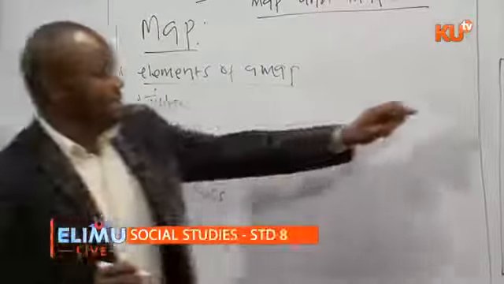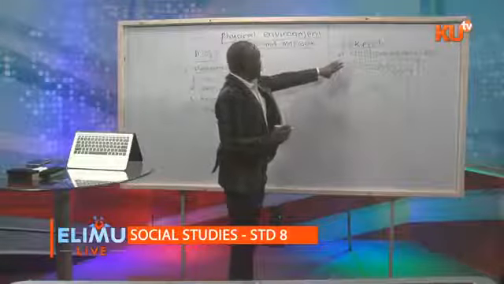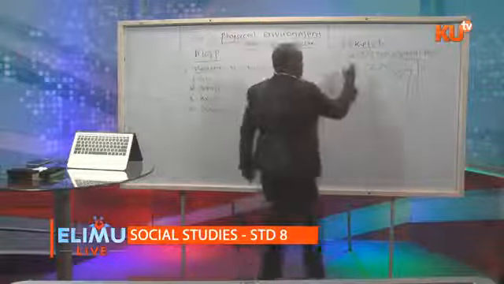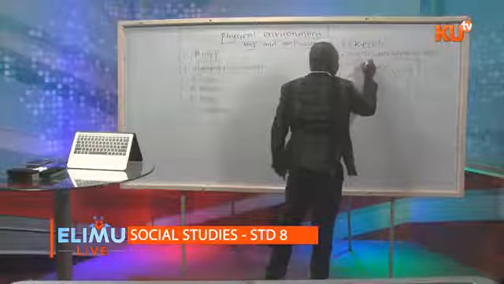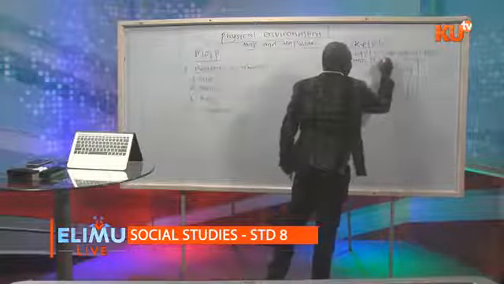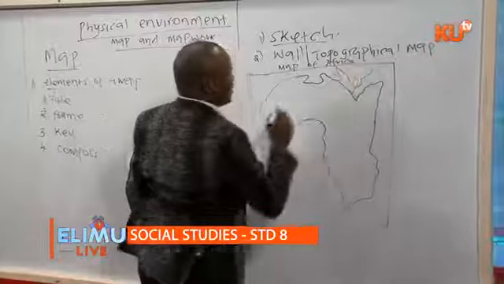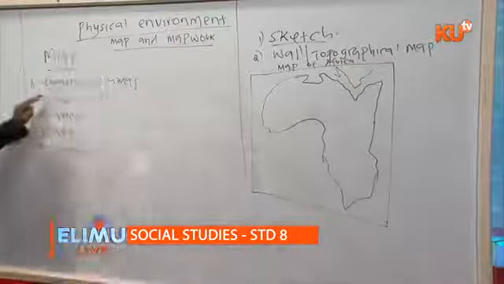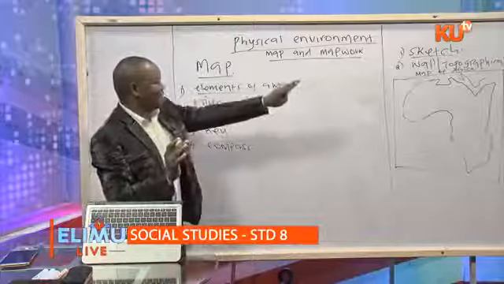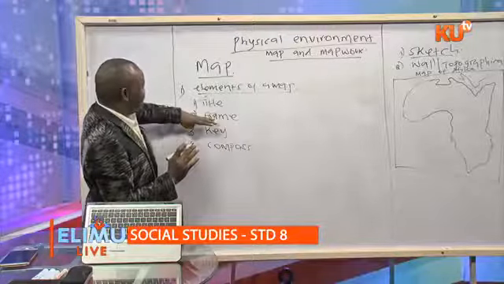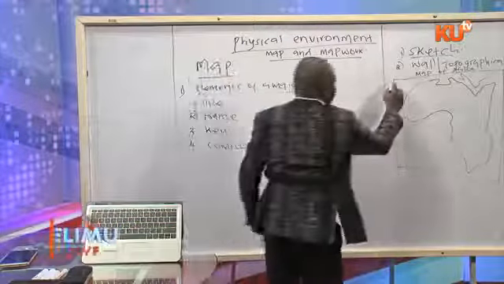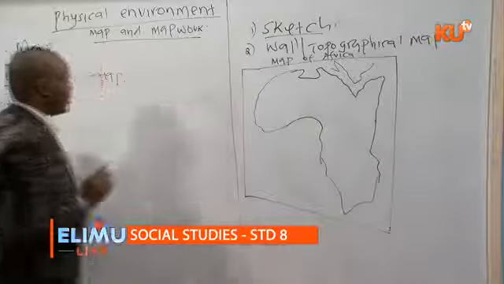First, let me talk about this. For example, this is the map of Africa. Map of Africa. That is our title. Then the frame is here. The map of ours has a frame.